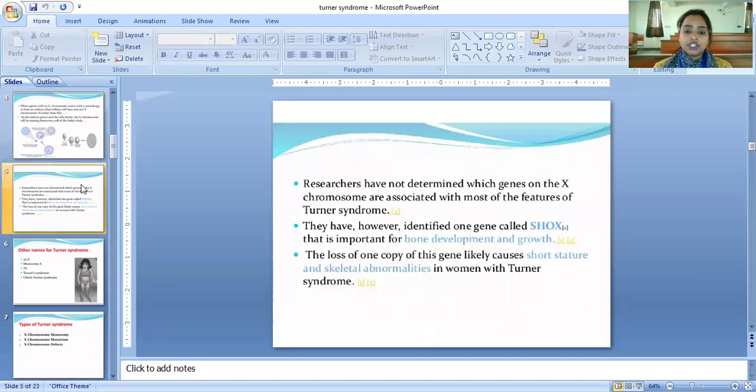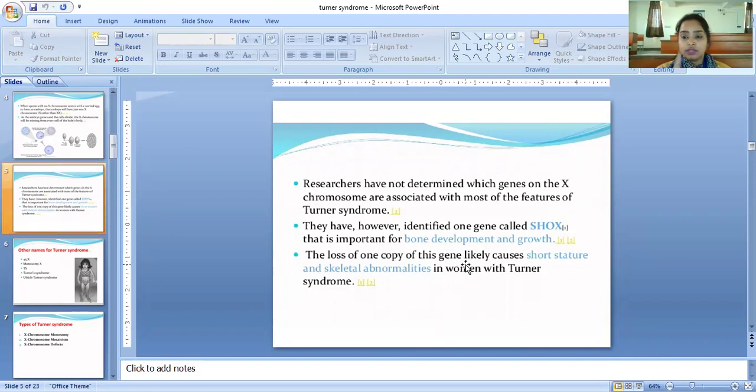Researchers have not determined which genes on the X chromosome are associated with most of the features of Turner syndrome. They have, however, identified one gene called SHOX that is important for bone development and growth. So the loss of one copy of this gene likely causes short stature and skeletal abnormality in women with Turner syndrome. So it is important: loss of one copy.